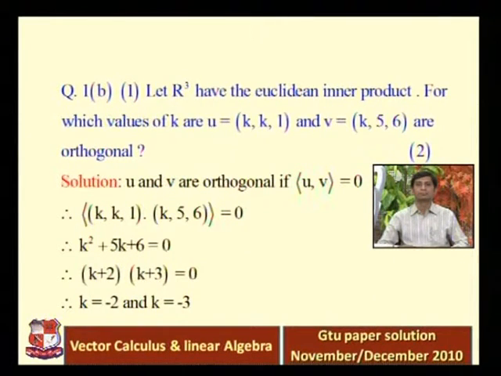First part. Let R3 have the Euclidean inner product. For which values of k are u and v orthogonal, where u is equal to (k, 1, ...) and v is equal to (k, 5, 6)? Now what is the meaning of orthogonal in Euclidean inner product? Here is the definition: if u and v are orthogonal, then the inner product of u with v is equal to 0.